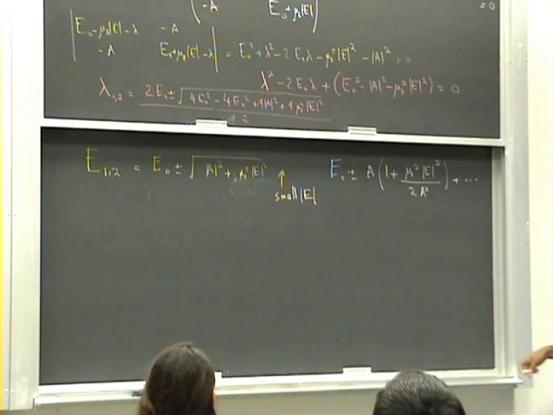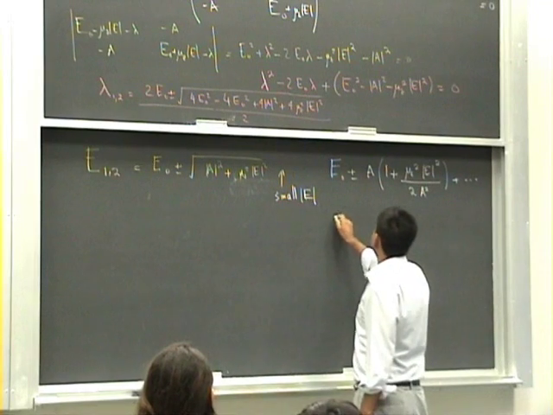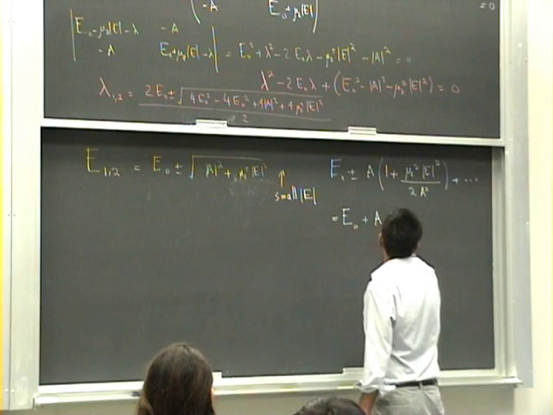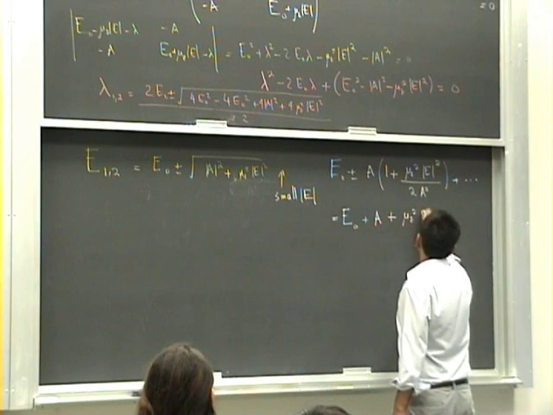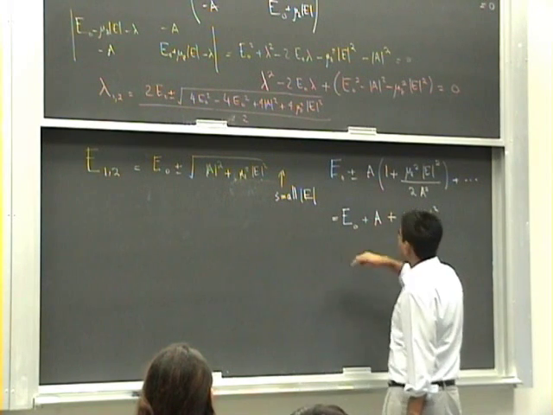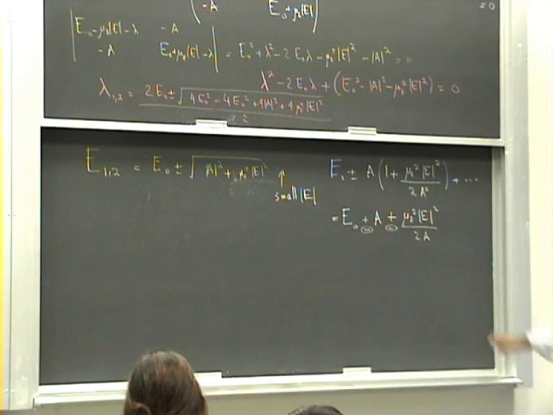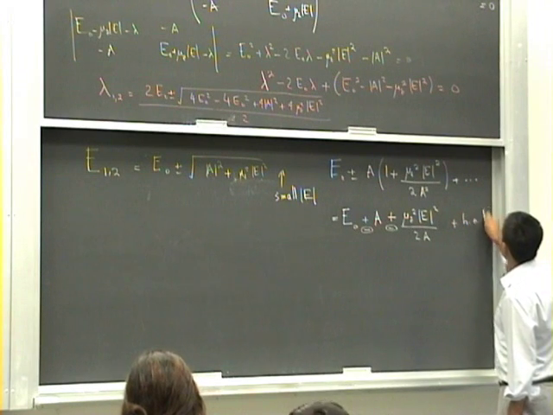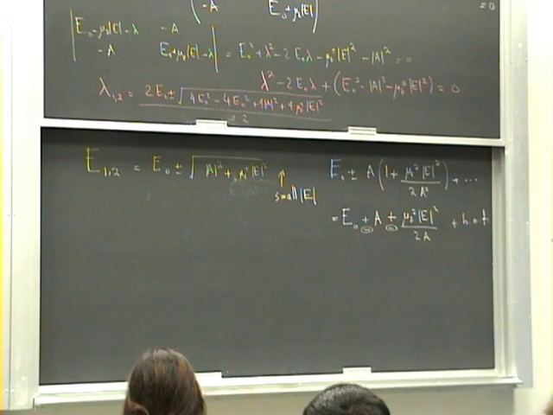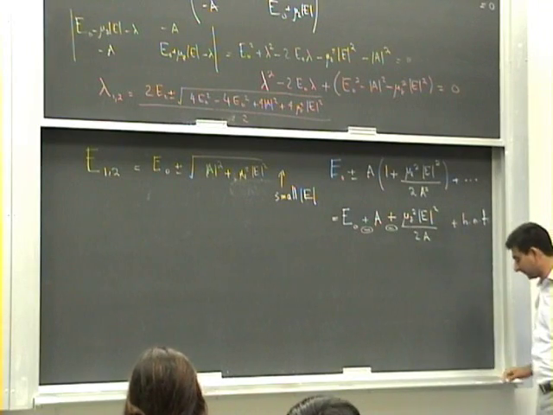I've just applied the binomial expansion. So this means these energies are E naught plus A plus mu z squared electric field squared over 2A, and the other energy is with a minus sign, both of them with minuses, plus other terms. So this is an exact result, and this is an approximation when the applied electric field is small.